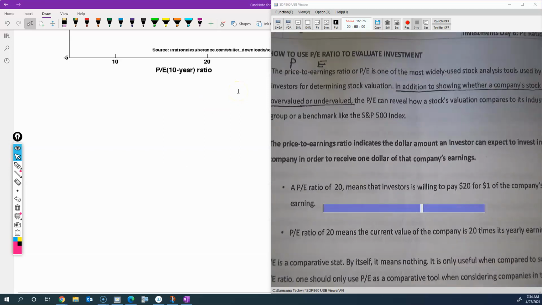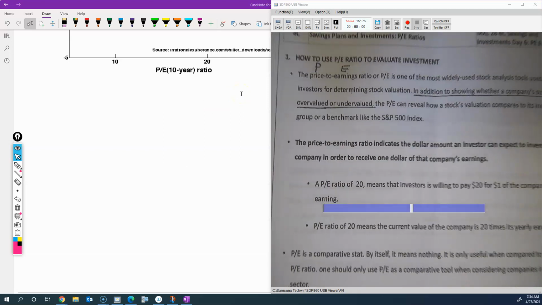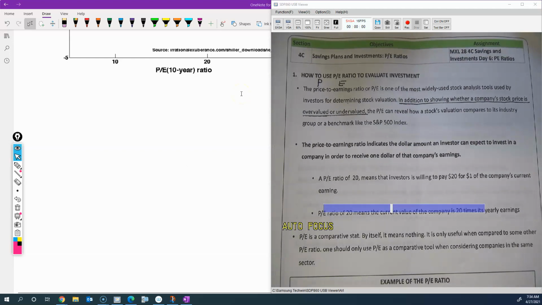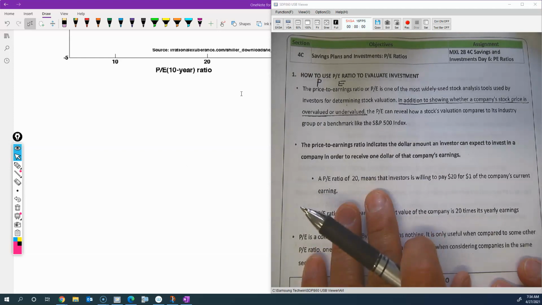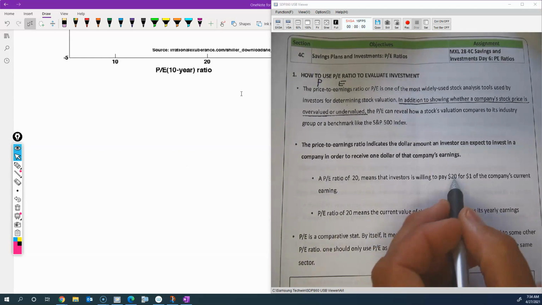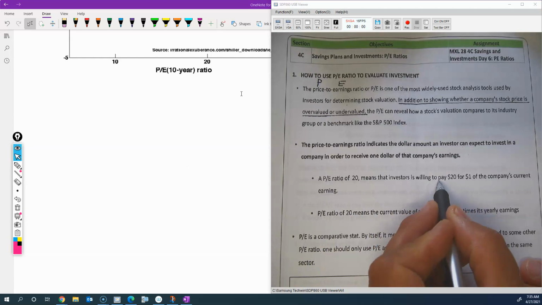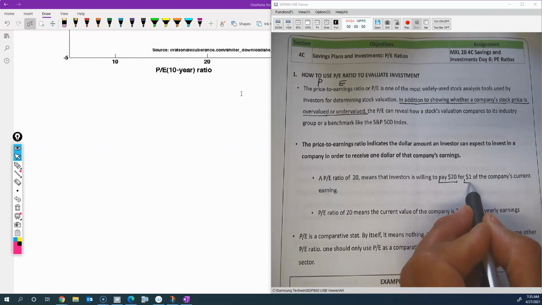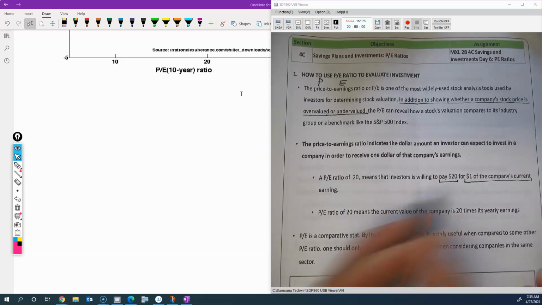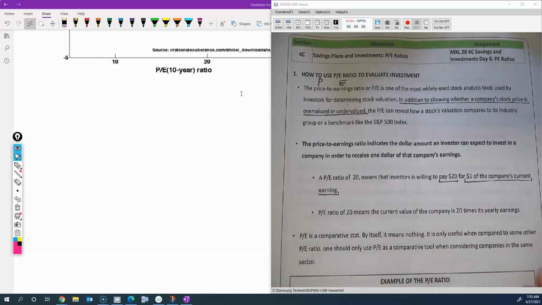Now let's talk about what this actually means. If a company had a P/E ratio of 20, the way you can think about it is that investors, the people putting money into this company, are willing to pay $20 for a claim on $1 of the company's current earnings or profit.